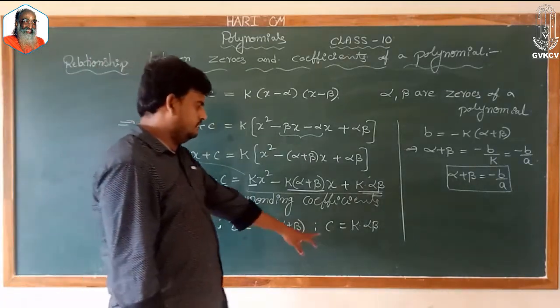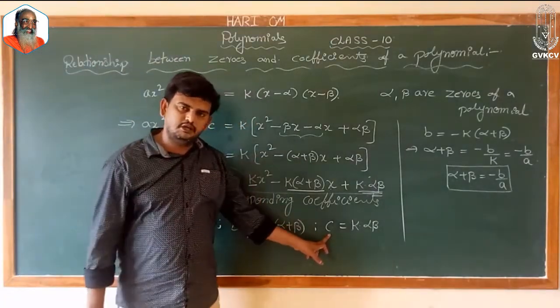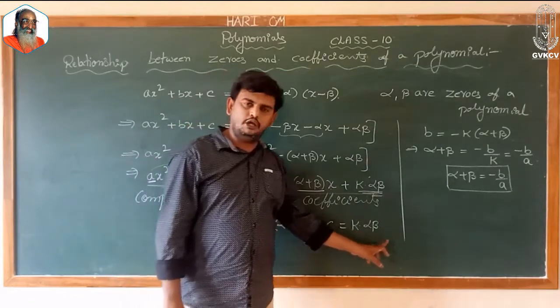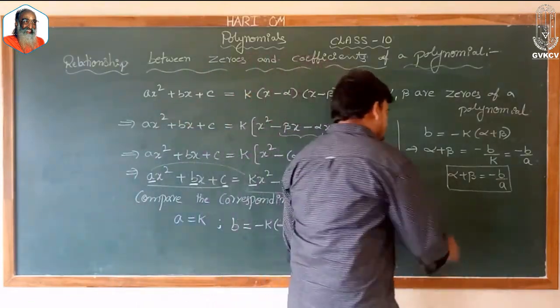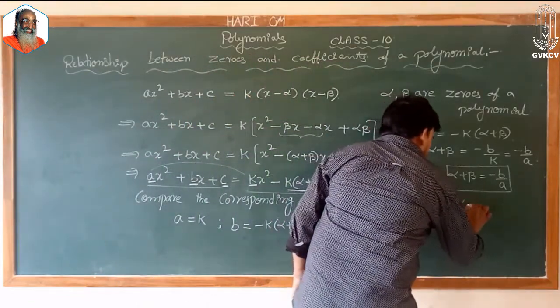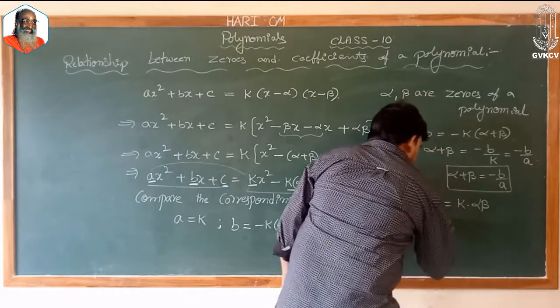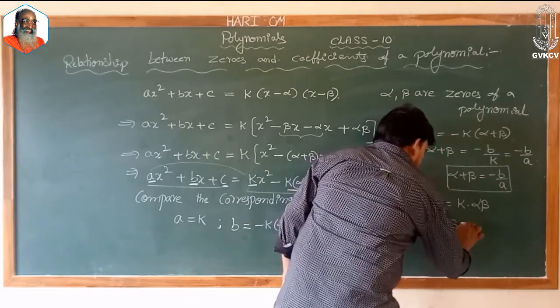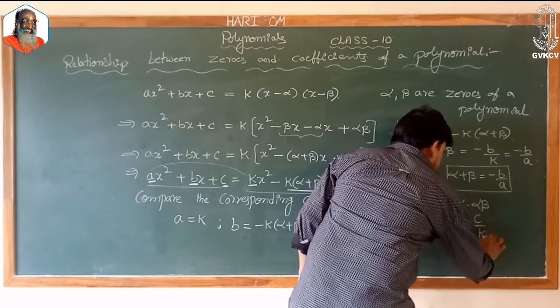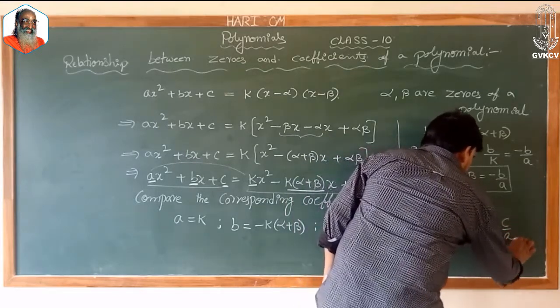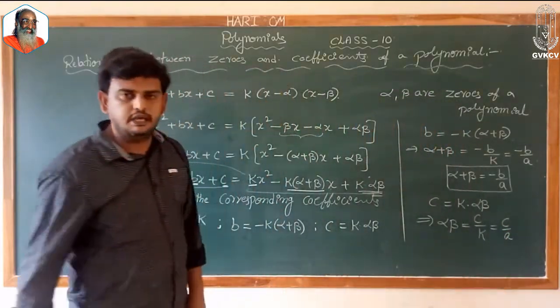Now let us come to the third condition. What is the third condition we have? c is equal to k into alpha into beta. That is, c is equal to a into alpha into beta. That is, alpha into beta is c by k, which is nothing but c by a.